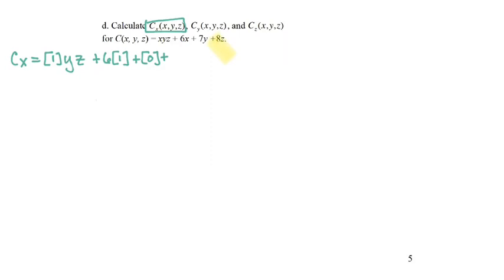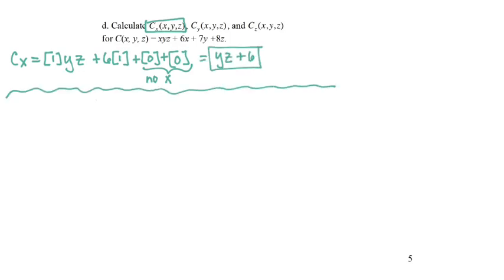The fourth term does not have an x. So since neither the third nor the fourth term has an x, their derivatives are 0, and our final answer is yz plus x. Now we take the partial derivative about the y variable.